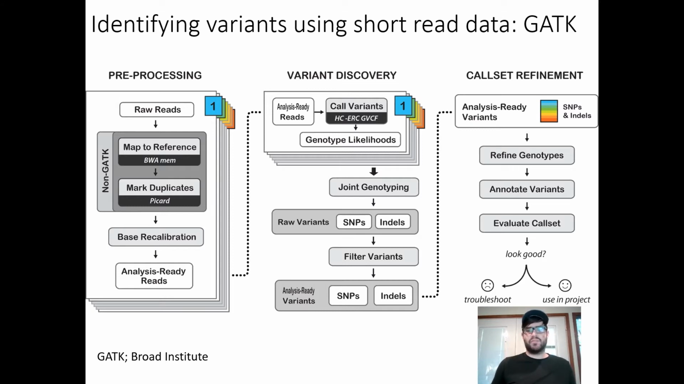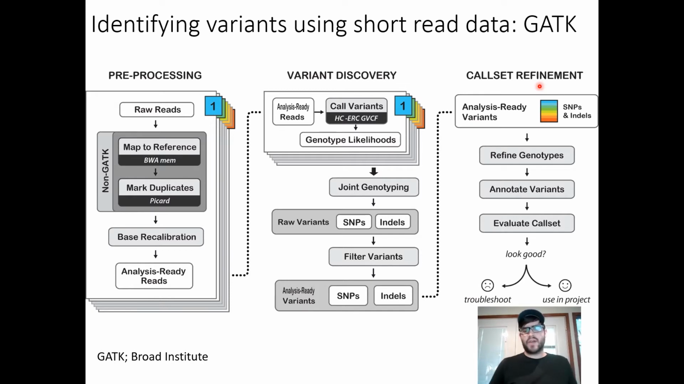The general principle is that we have our pre-processing, where we take our raw reads, align them to a genome and do some quality control. We have our variant discovery, where we take those aligned reads, look at the reference and see what's different. And then we also have our cleanup quality control, where we filter our downstream variants.